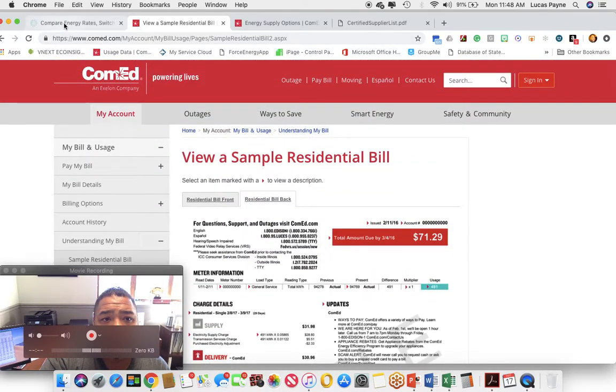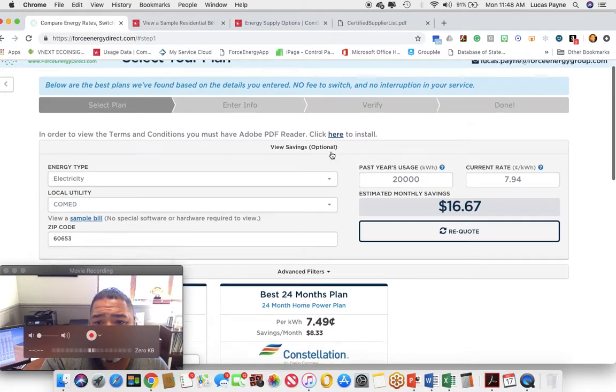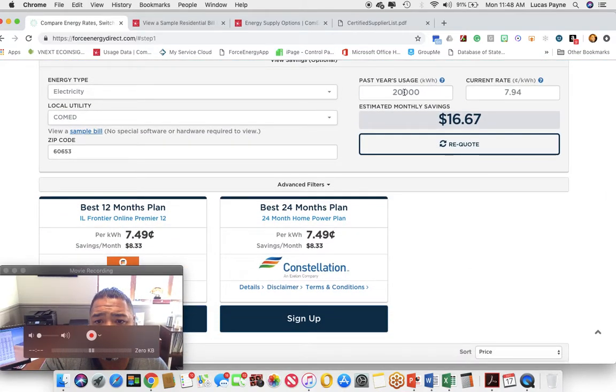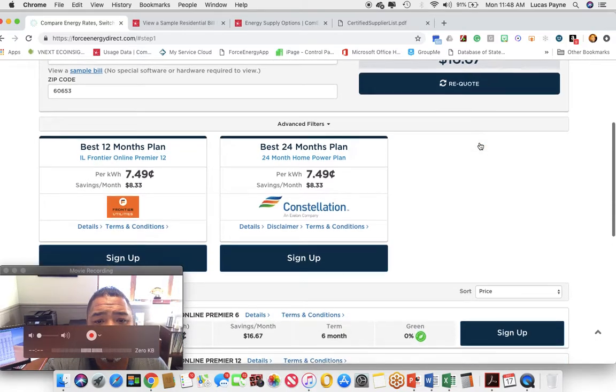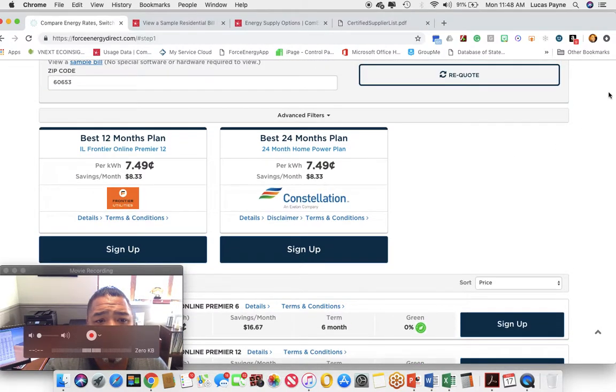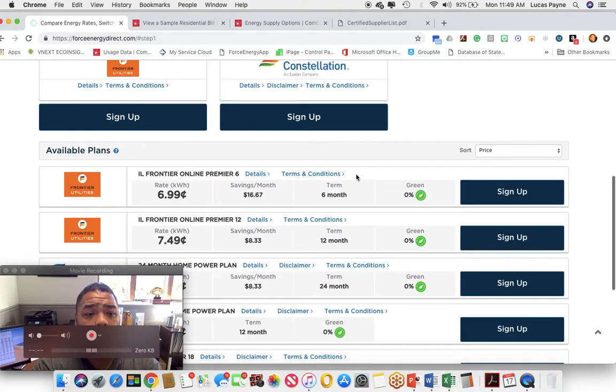So we'll go back to the website. In this case, we'll type in 30,000 usage. We'll requote, and we'll see the best rates. What will happen here in this top portion of the screen is the very best rates for residential will pop up. In this case, there's a 12-month plan from Frontier and a 24-month plan from Constellation. But that's not all we found.